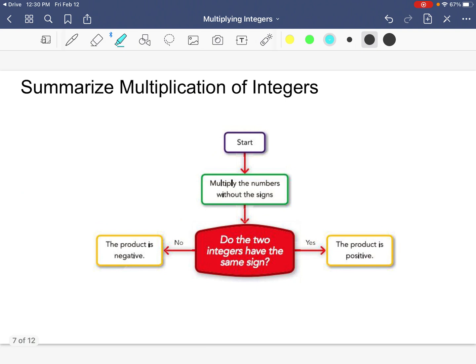So to summarize, you're multiplying two numbers. First, multiply them without the signs, and then ask yourself, do they have the same sign? If they have the same sign, whether they're both positive or both negative, the product is positive. If they do not have the same sign, one is positive and one is negative, then the product will be negative.